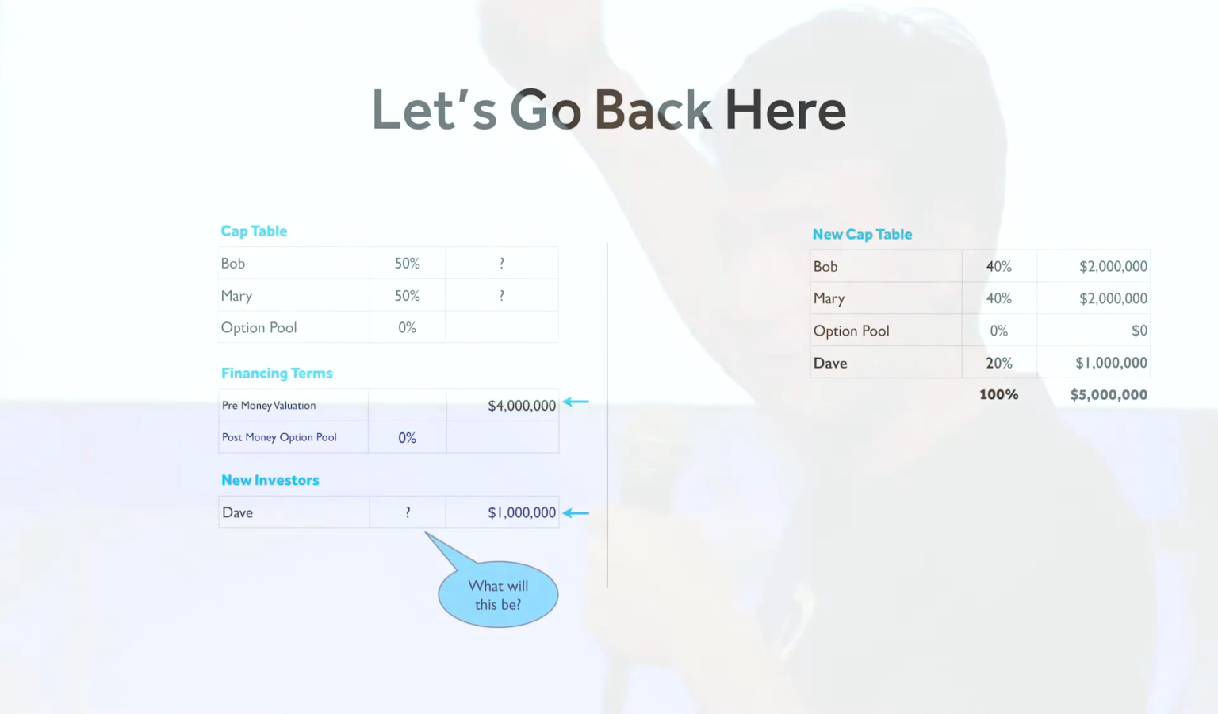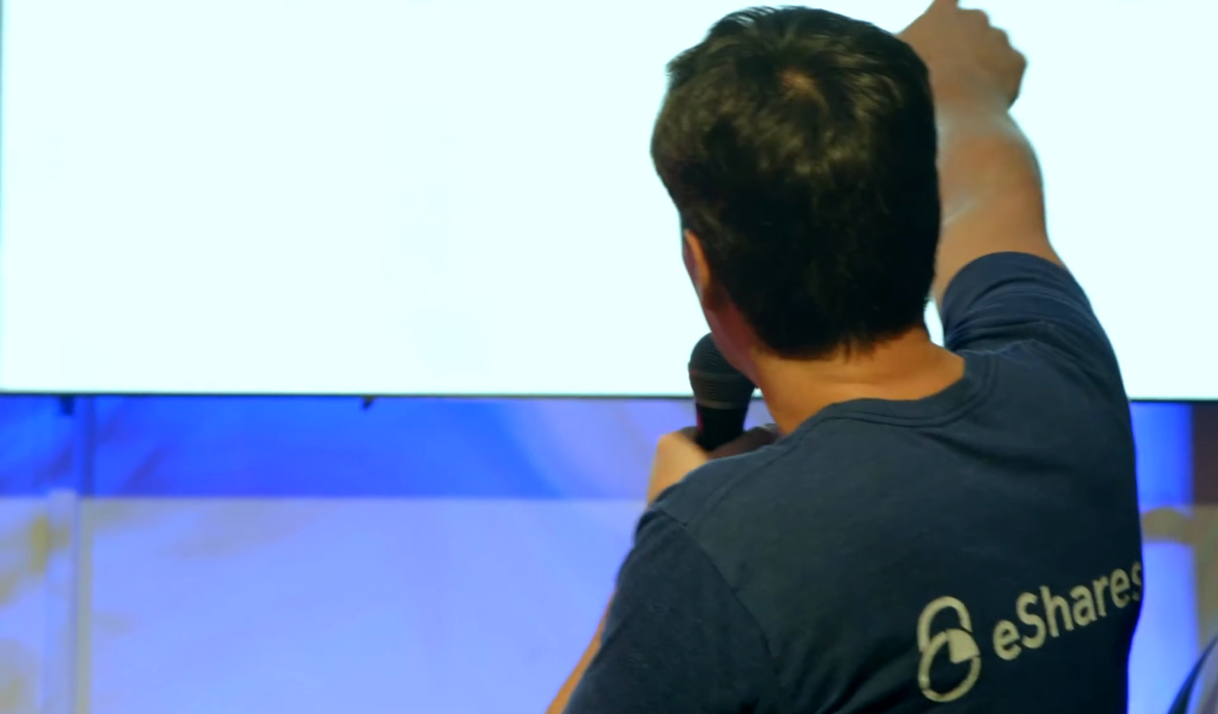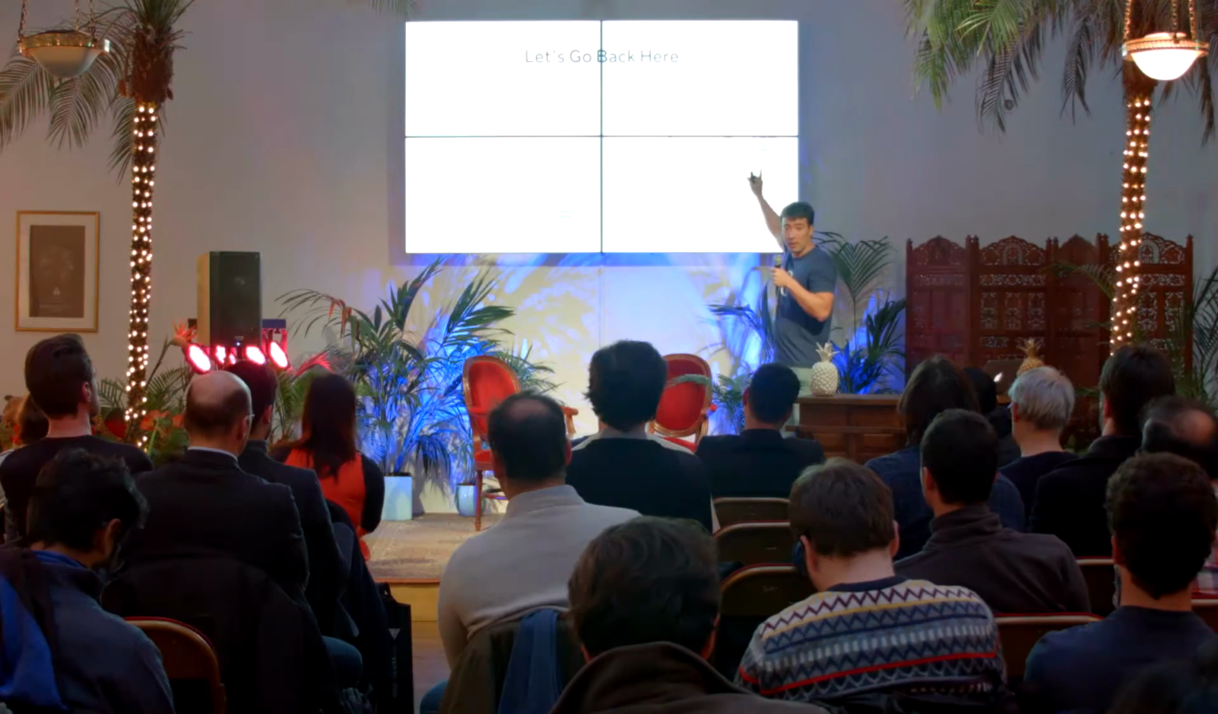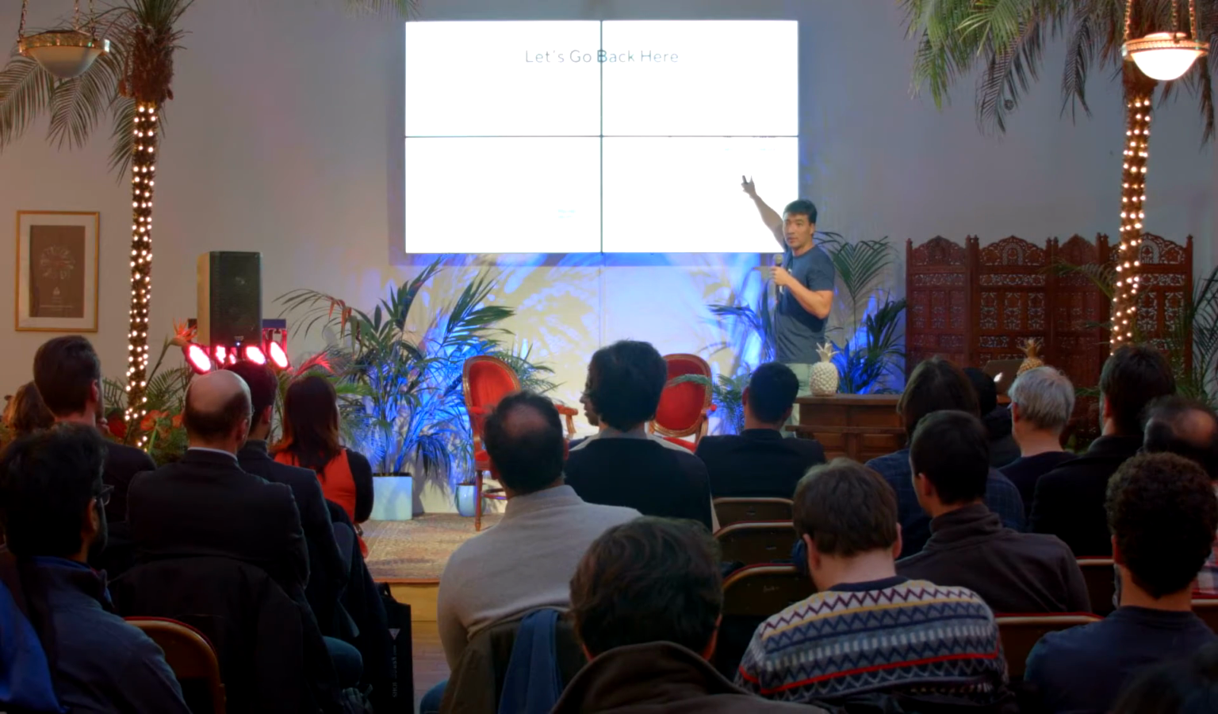Okay. So let's go back to our simplest example. This is our first example, the simplest. Bob and Mary own 50% each, pre-money valuation of 4, no option pool. As simple as it can get. Dave puts in $1 million. So this is the pro forma, and let's imagine it just did the financing, so this is the new cap table.